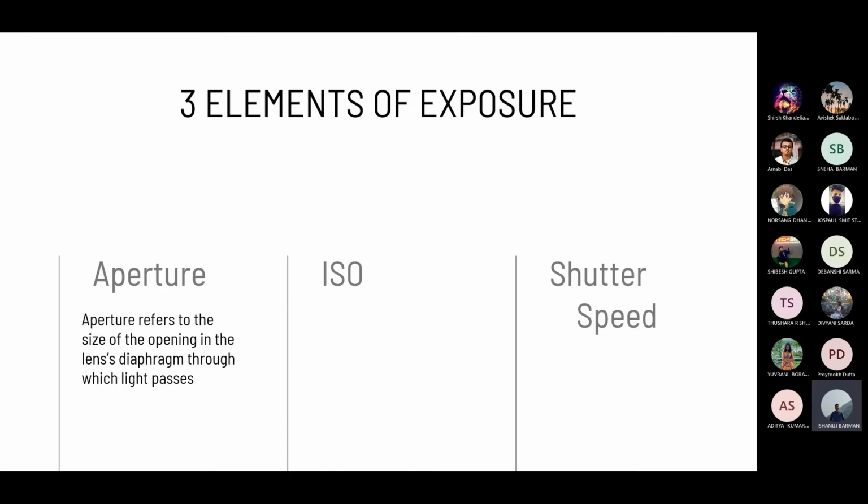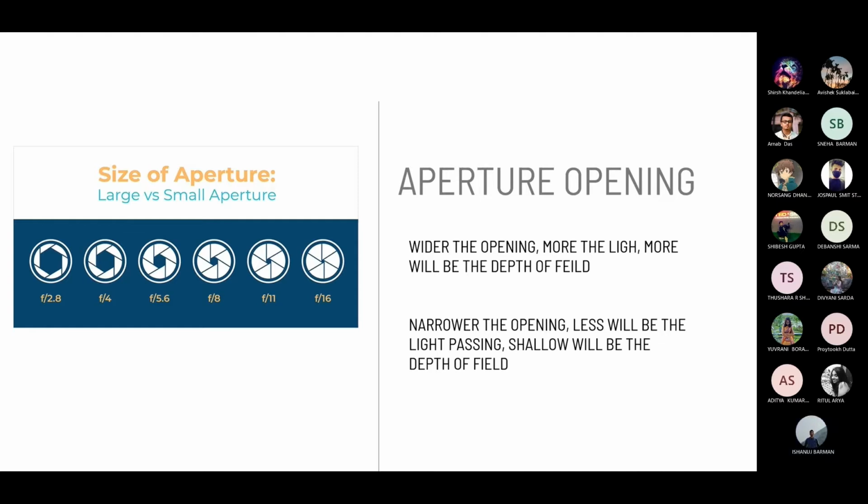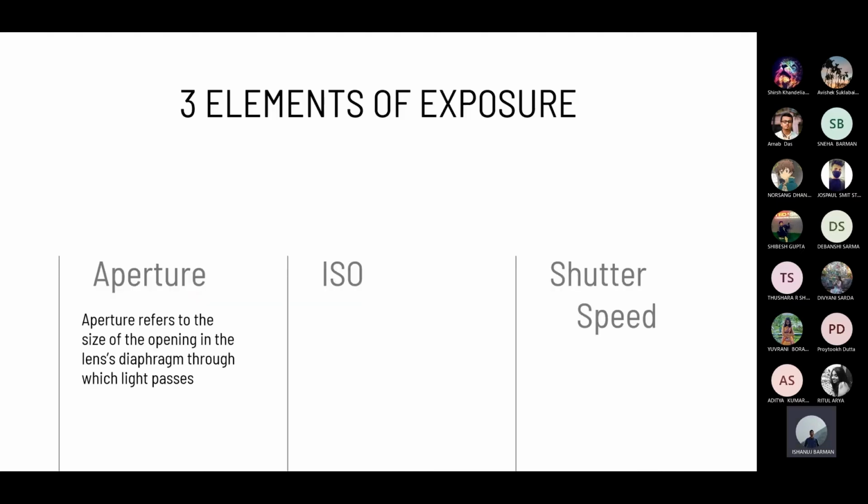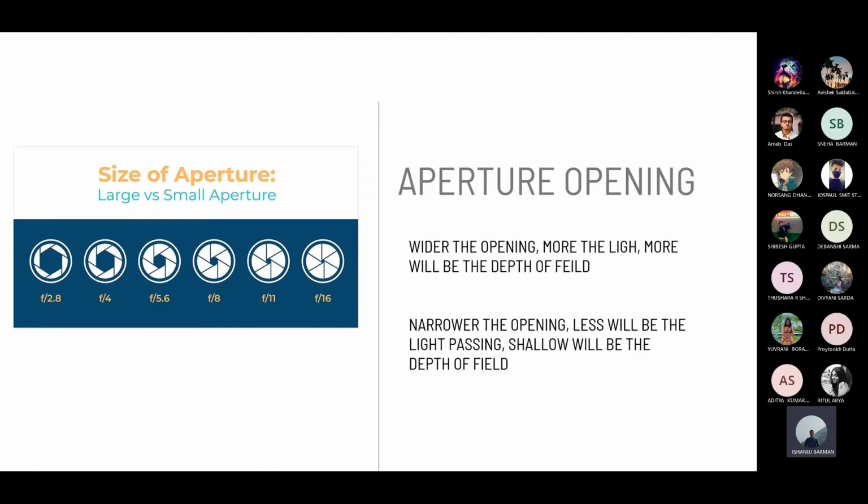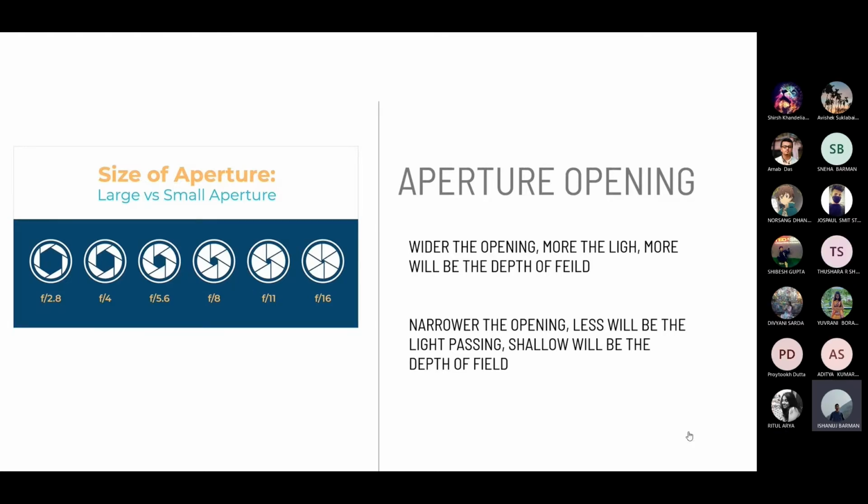Next we move on to aperture. Basically, aperture refers to the size. As you can see in the picture towards the left of the screen, the size marked in blue is called the aperture. The lower the number, the higher the aperture size. The wider the aperture, the more light enters.